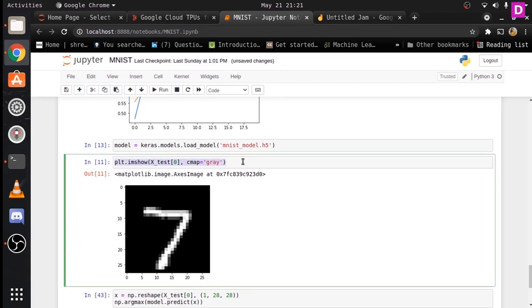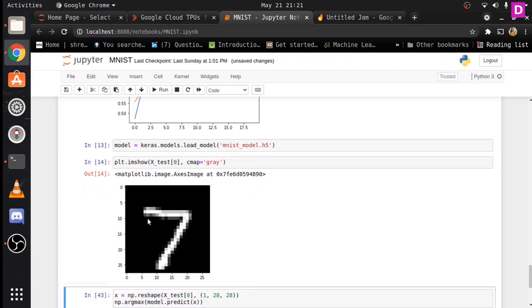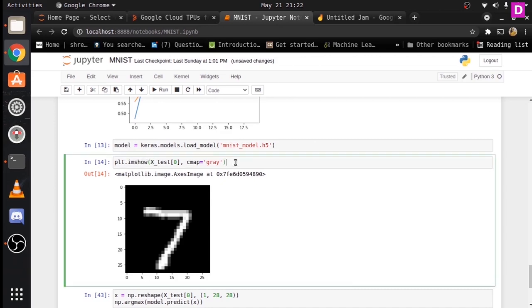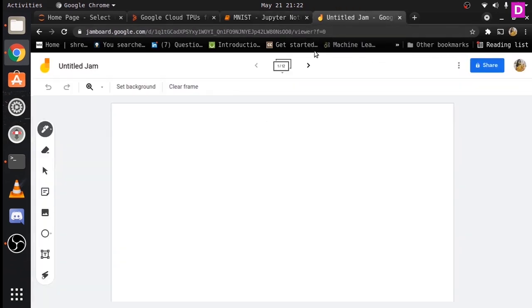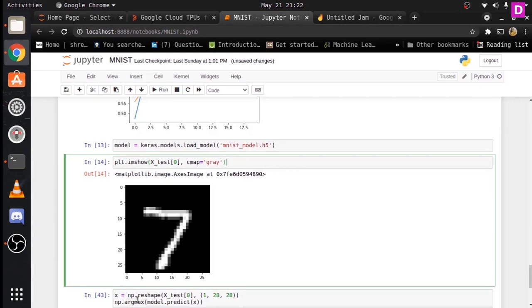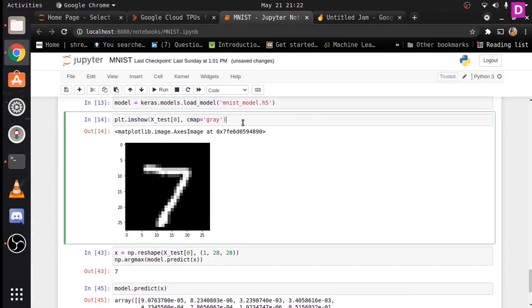Here I am using one value from x_test. This is the 0th value. Let us see what this looks like. This is a number 7. What you need to understand is we are using plt.imshow. Why are we using imshow and not plot? When you use the plot function, it uses graphs to draw. But we do not want it to plot graphs. We want it to show the image. That is why we use imshow.